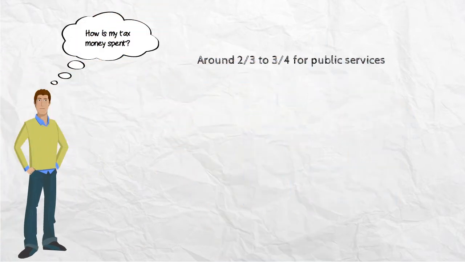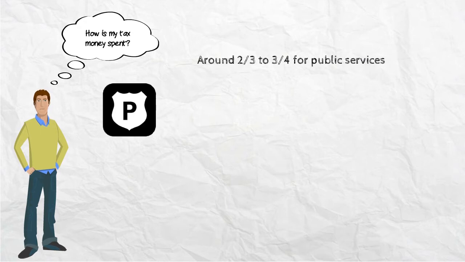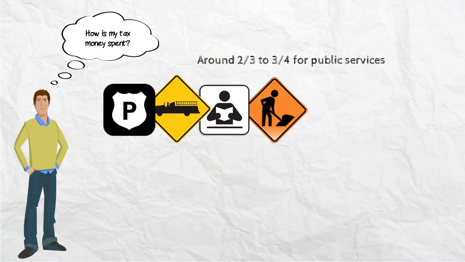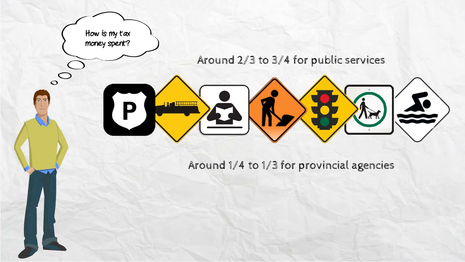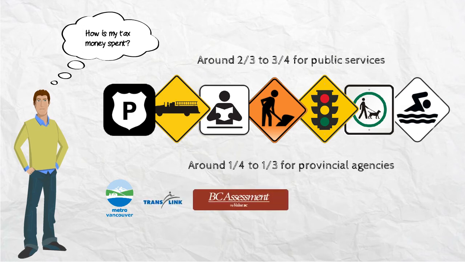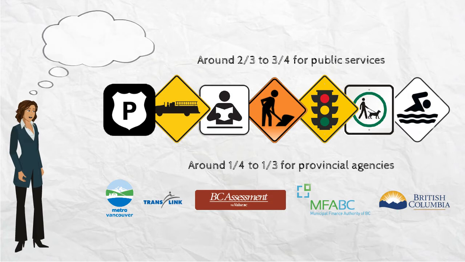Around 2/3 to 3/4 are used by the city to pay for public services, such as our police and fire departments, our libraries, road repairs, streetlights, parks, pool, and more. The other 1/4 to 1/3 goes to provincial agencies and the regional district, such as Metro Vancouver, TransLink, BC Assessment, Municipal Finance Authority, and the Ministry of Finance to fund schools.